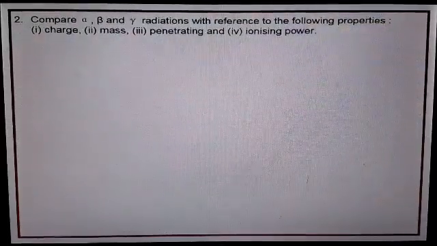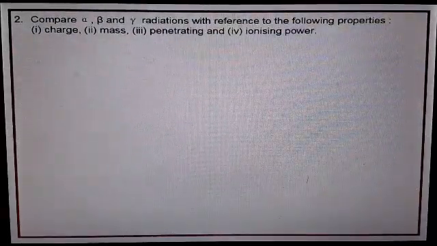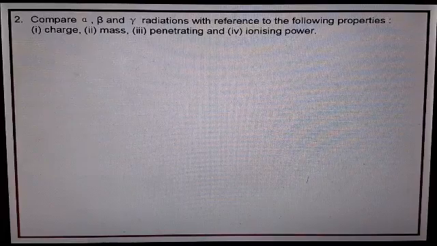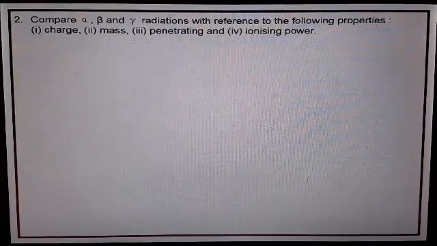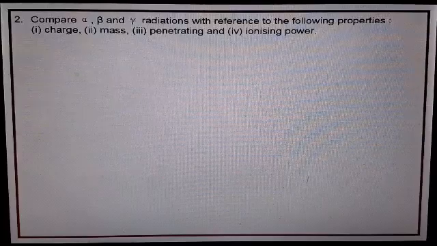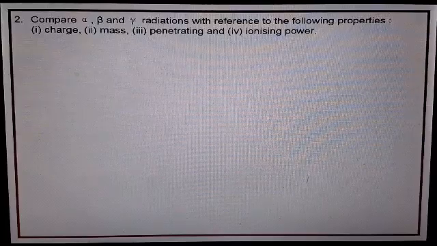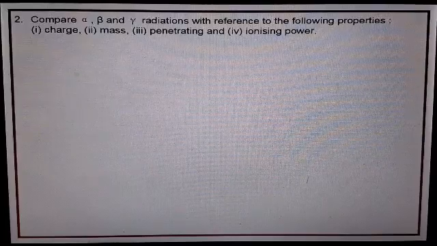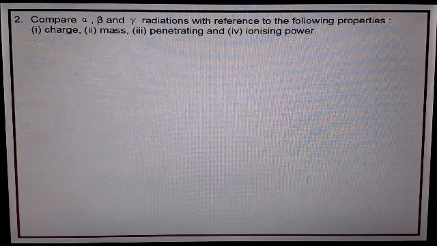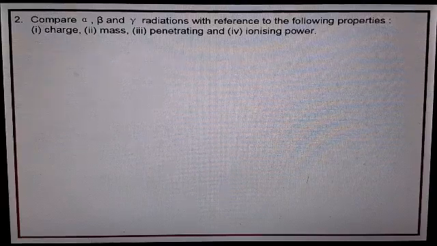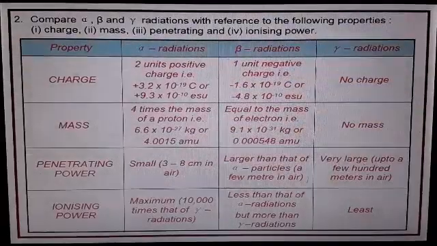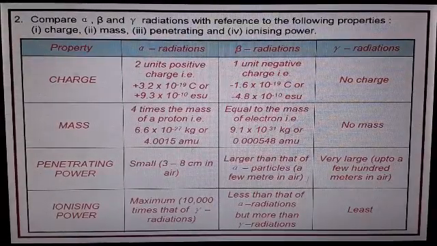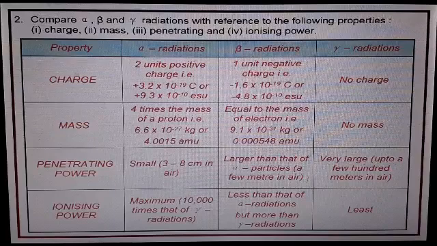Coming to the next question. Compare alpha, beta and gamma radiations with relevance to the properties charge, mass, penetrating and ionizing power. This type of question is very much fruitful if you make a tabulation and explain, which is what I have done over here. See the tabulation. The properties: alpha radiation, beta radiation and gamma radiation.